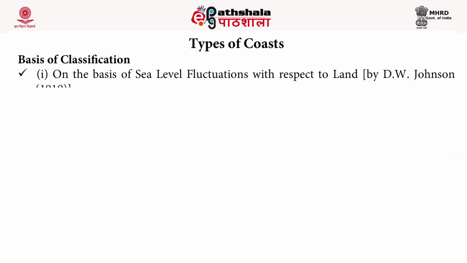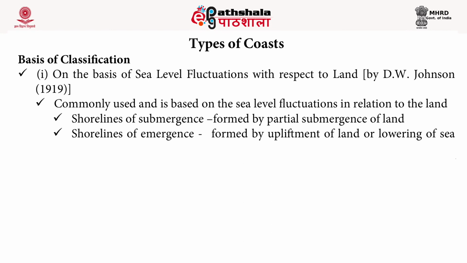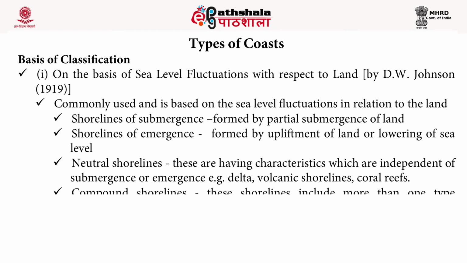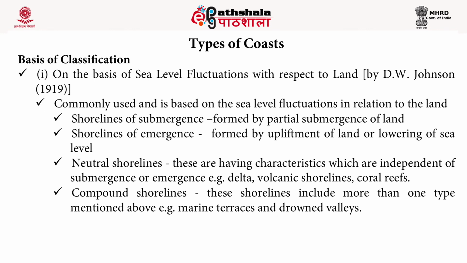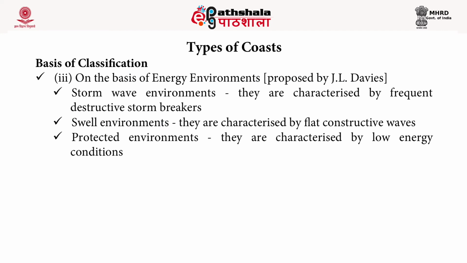Now, we will discuss about the types of coast and the basis of their classification. There are several parameters on the basis of which the coasts are classified. One of the basis is the sea level fluctuations with respect to land, and the coasts are classified as shorelines of submergence, shorelines of emergence, neutral shorelines and compound shorelines.